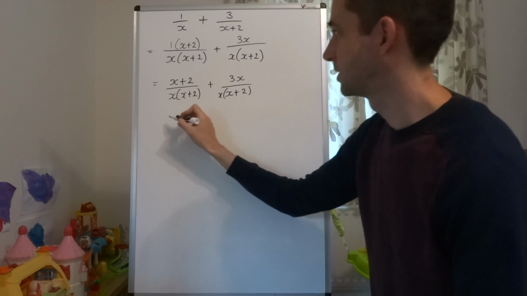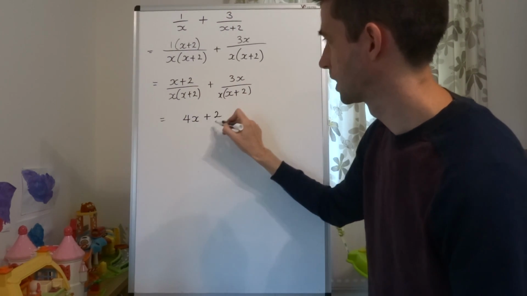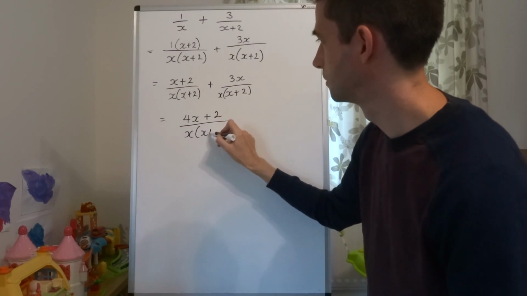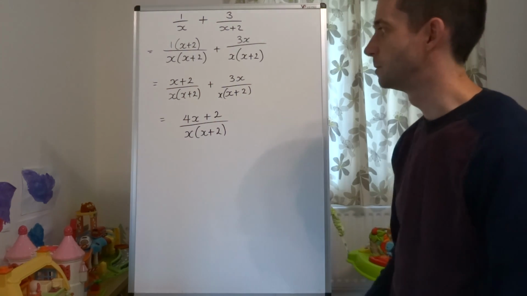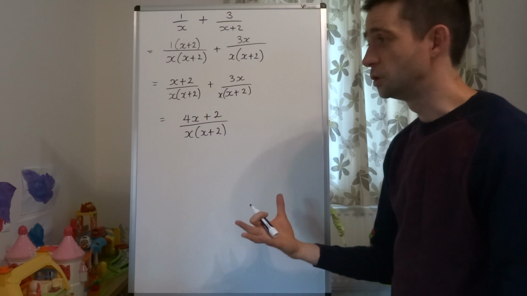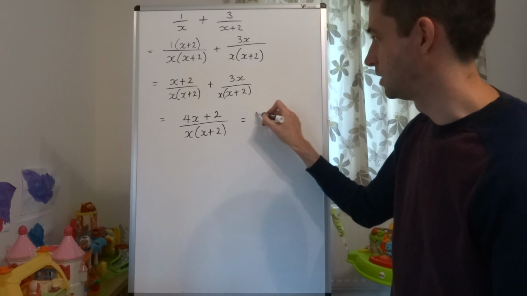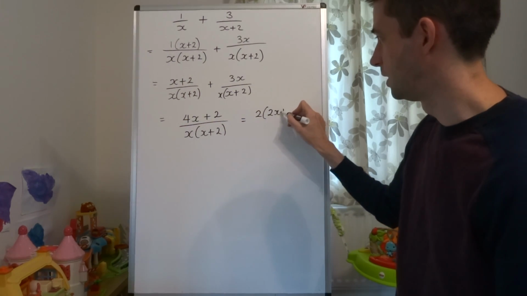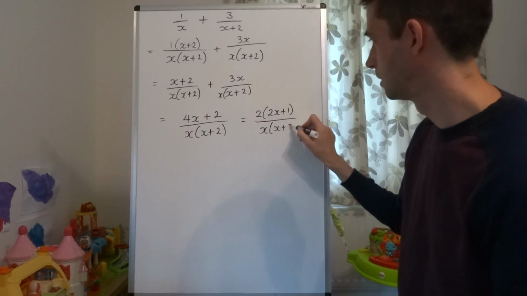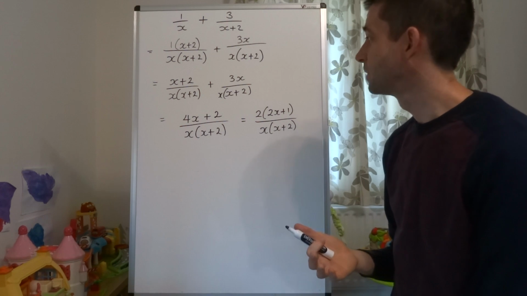x plus 3x is 4x plus 2, and that is over x times x plus 2. And what you could do at this stage is you could factorise the numerator. You could say it's 2 lots of 2x plus 1 over x times x plus 2. That would be absolutely fine to do.